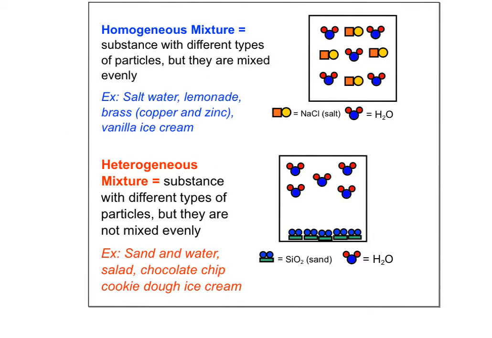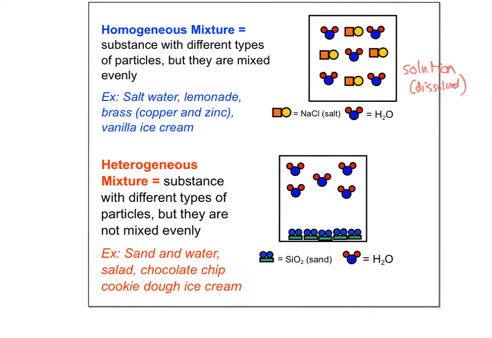So let's say we determine something's a mixture. There are 2 types. A homogeneous mixture is, yes, we have different types of particles, right? Not all clones. That's what makes it a mixture, but they are mixed evenly. So when we dissolve something, that is usually a solution. We use the word solution, but that is a homogeneous mixture. So that's when something's dissolved.